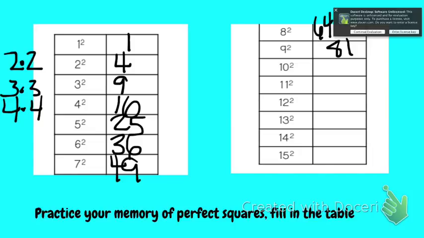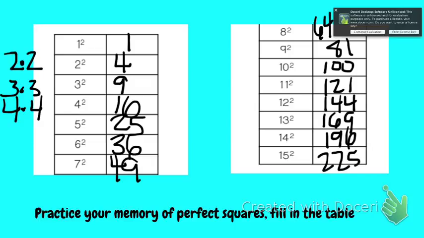So 10 squared is going to be 100. 11 squared is 121. 12 squared is 144 because it's 12 times 12. 13 squared is 169. 14 squared is 196. And 15 squared is what? 225. Okay? So it is multiplying a number by itself, the number given by itself.